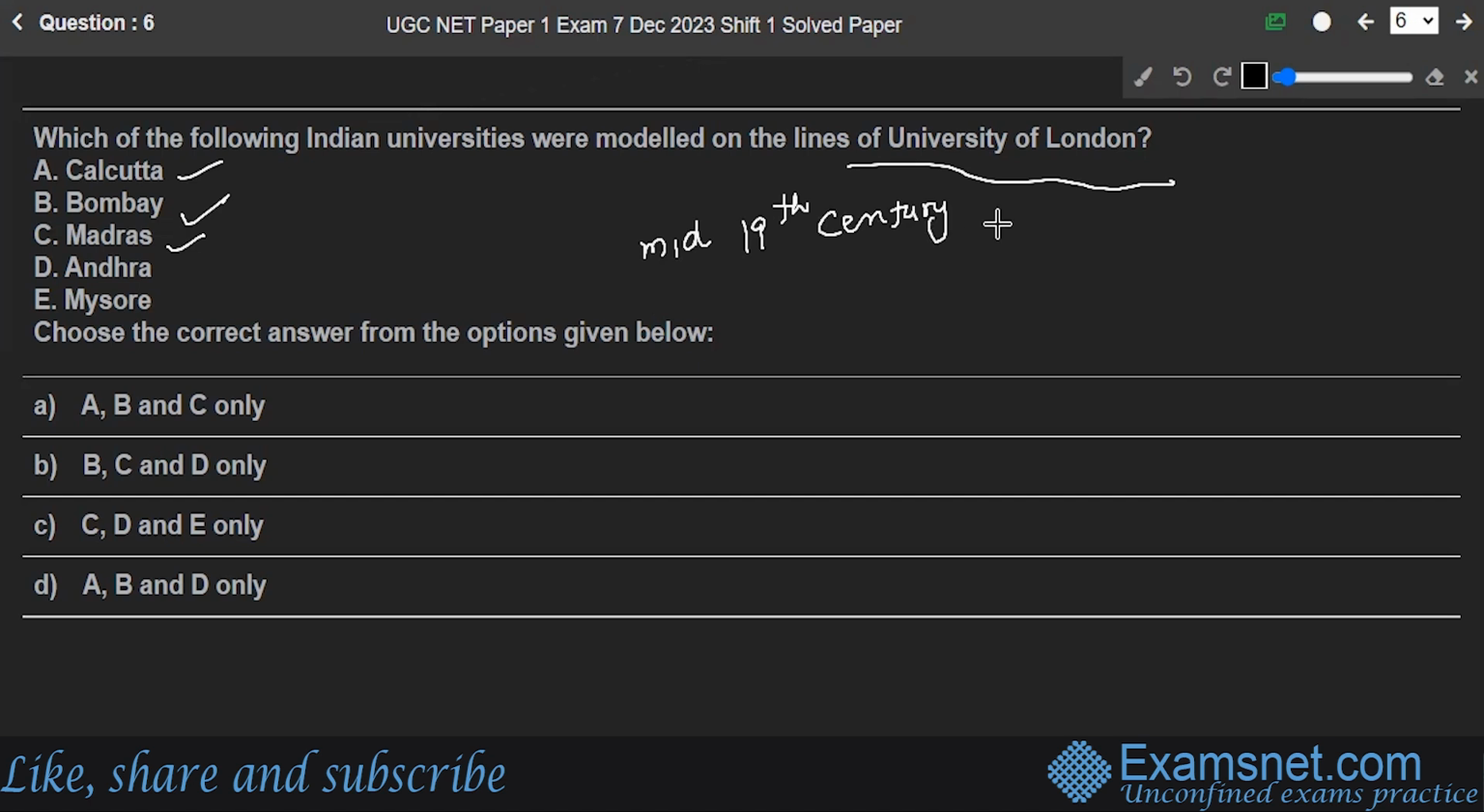They were modeled on the University of London in terms of their structure, governance, and curriculum.